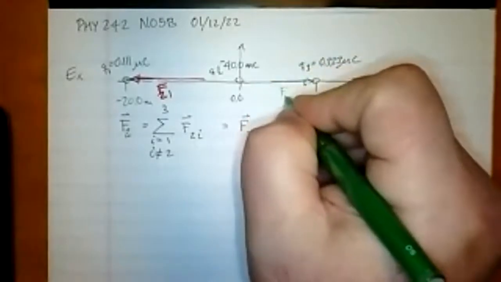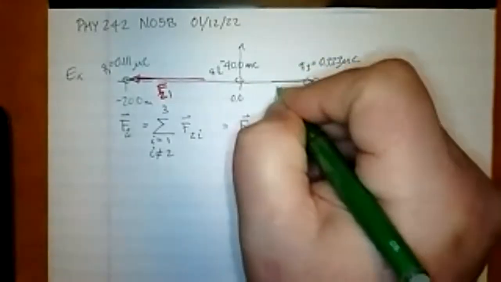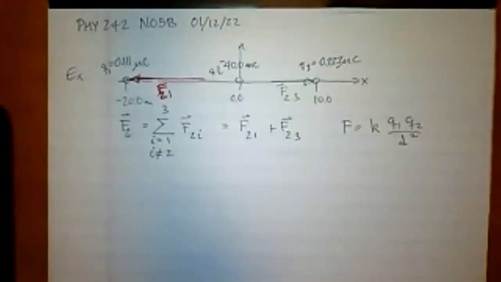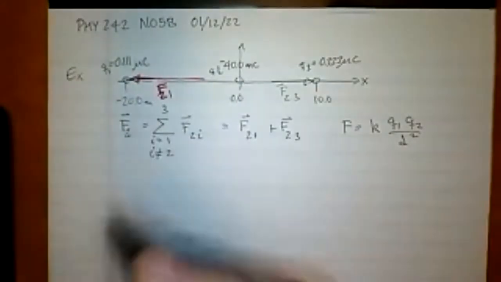And this is the force on 2 due to 3. Okay. That's what I mean by just working out the magnitudes of the force and then using the drawing to figure out the directions and signs of the coefficients and all that good stuff. So now what I'm going to do is calculate F21.